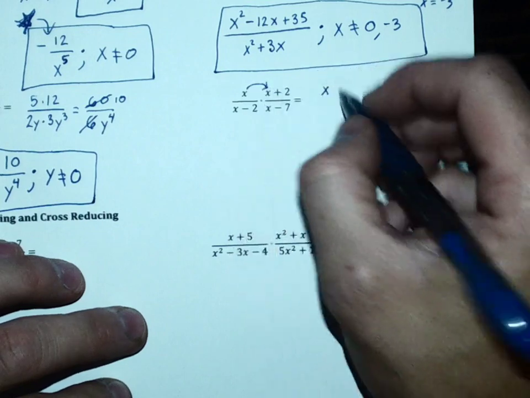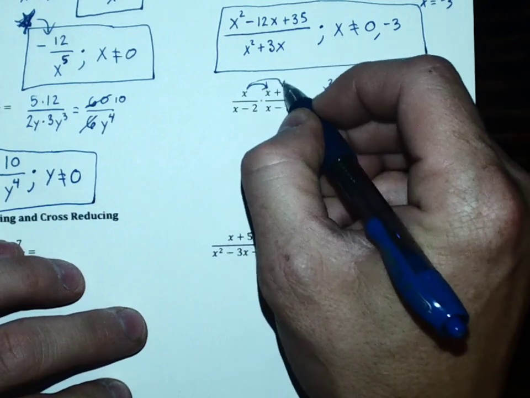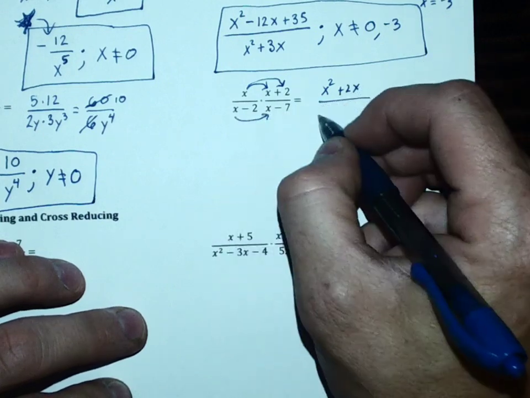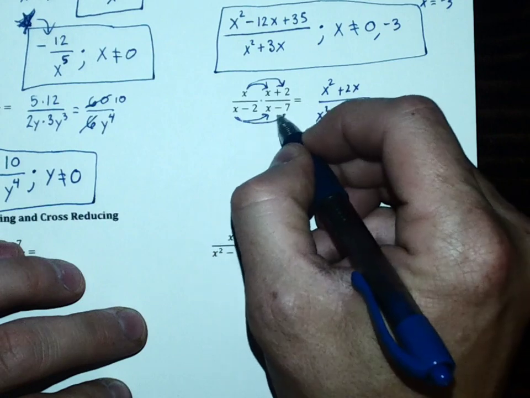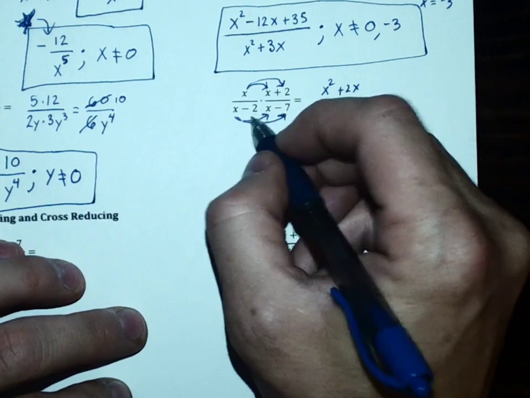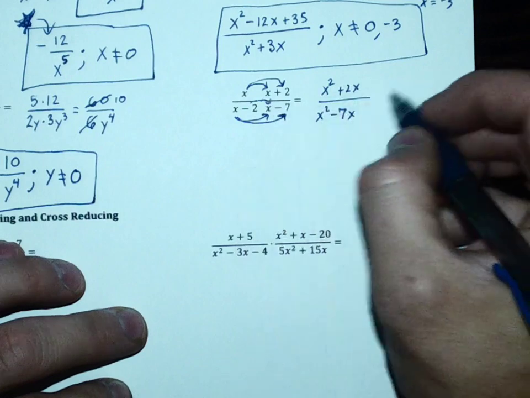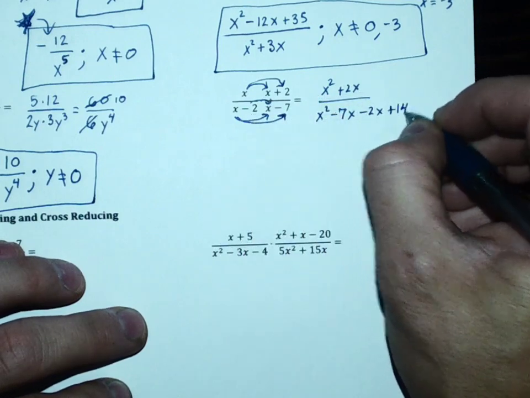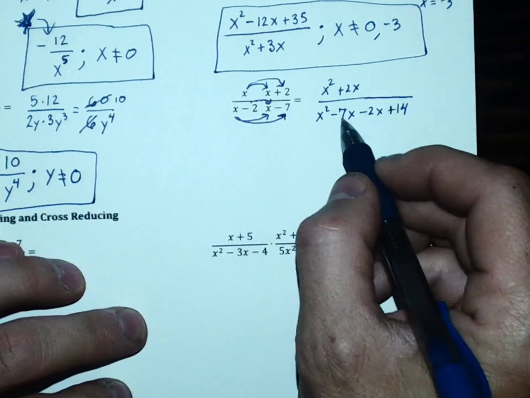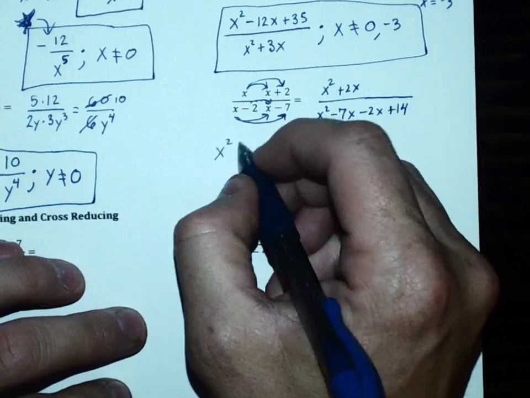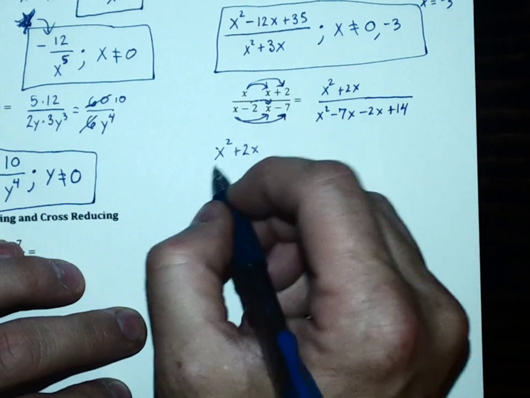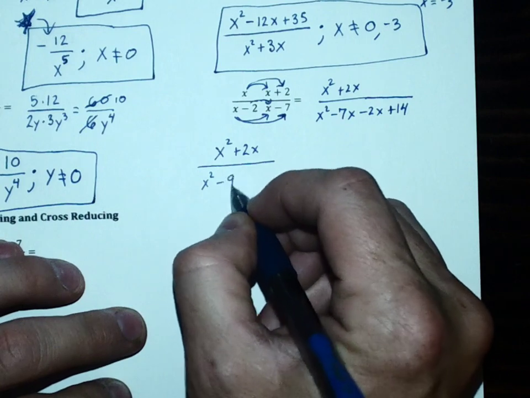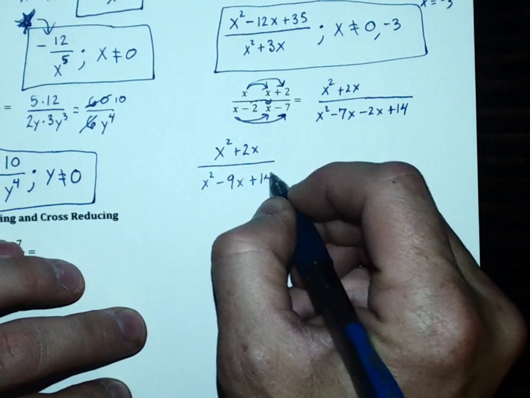Okay. X times x is x squared. X times 2 is 2x. X times x is x squared. X times negative 7 is negative 7x. Negative 2 times x is negative 2x. And negative 2 times negative 7 is positive 14. Those two things can combine. X squared plus 2x divided by x squared minus 9x plus 14.